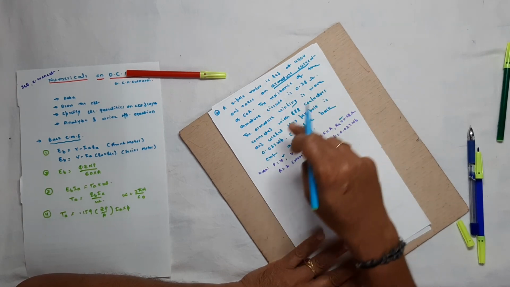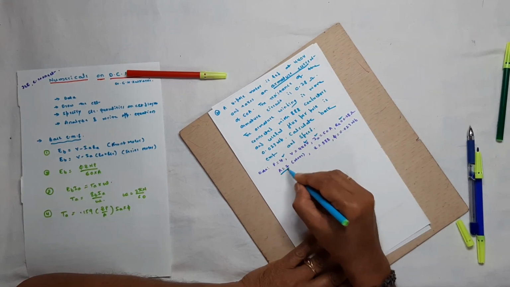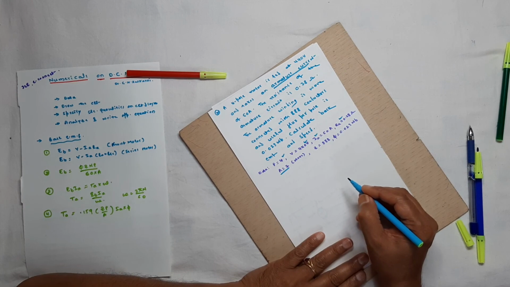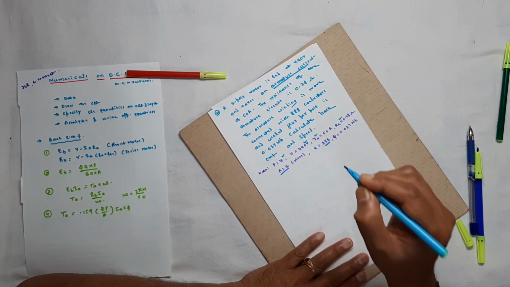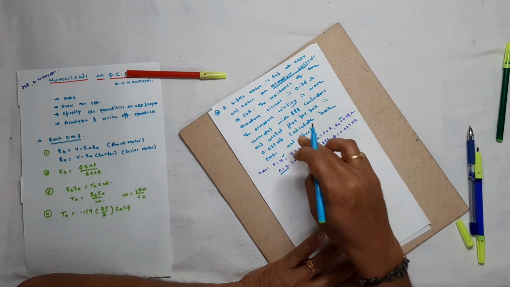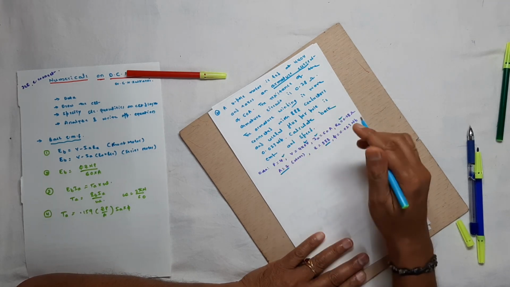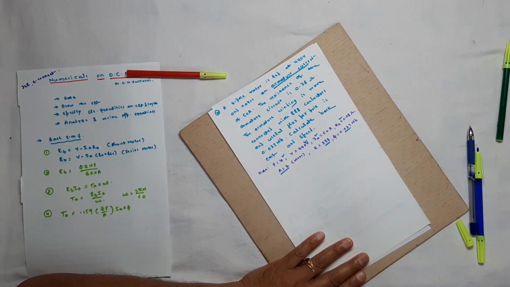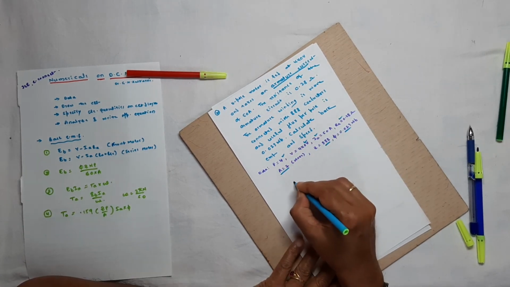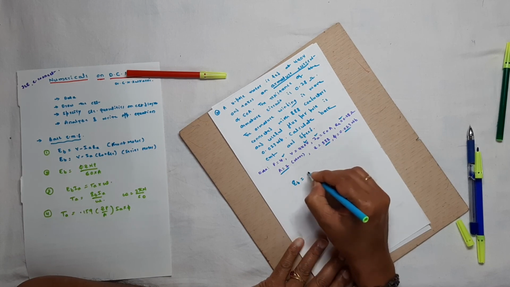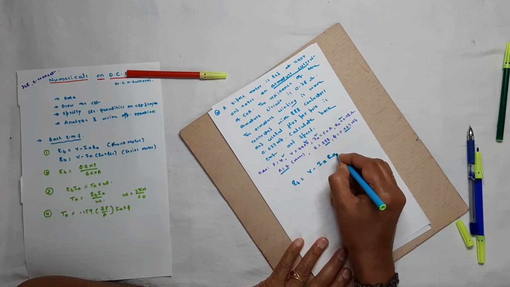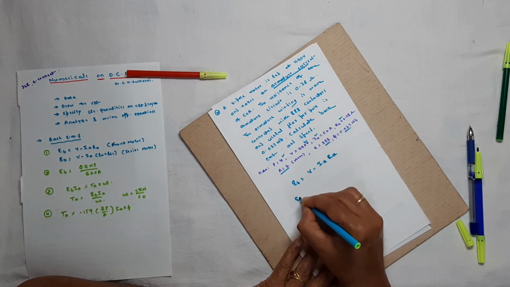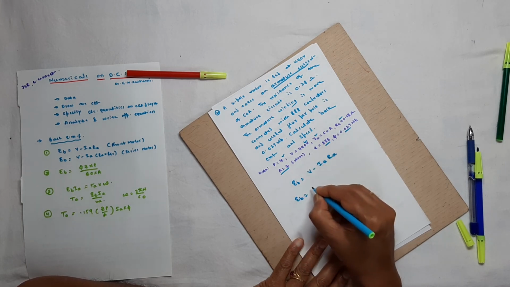The armature resistance is 0.28. The armature winding is wave connected, so A is equal to 2 because it is wave connected, and with 888 conductors. And useful flux per pole is 0.023. Everything is given. Calculate the back EMF. It is straightforward. That is EB is equal to V minus IRA.